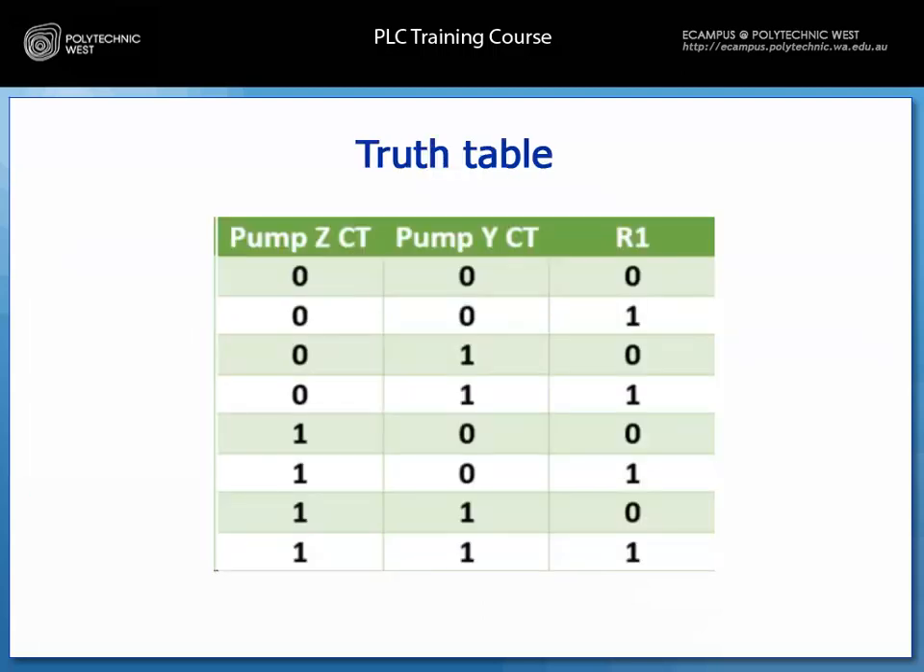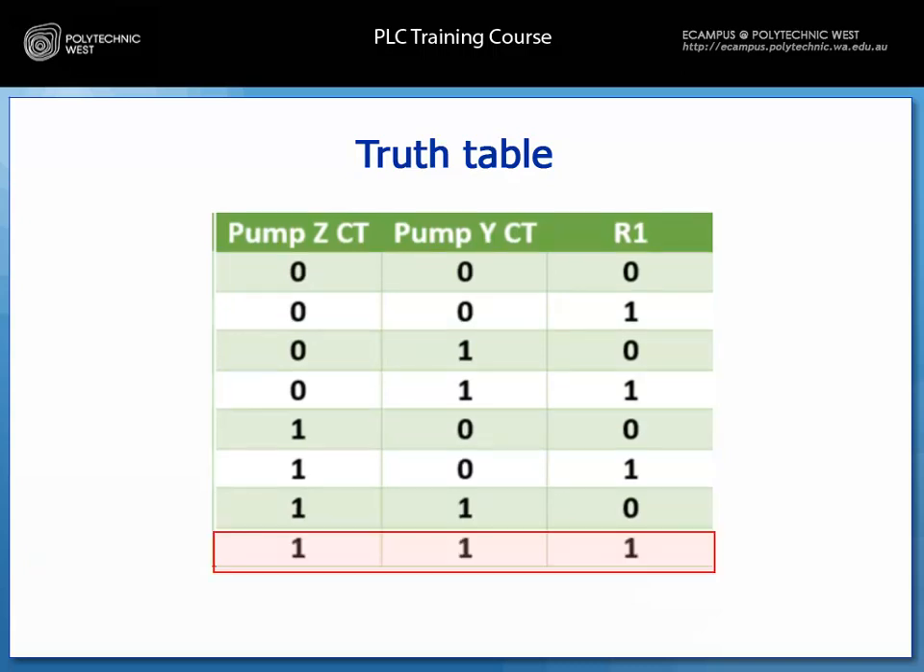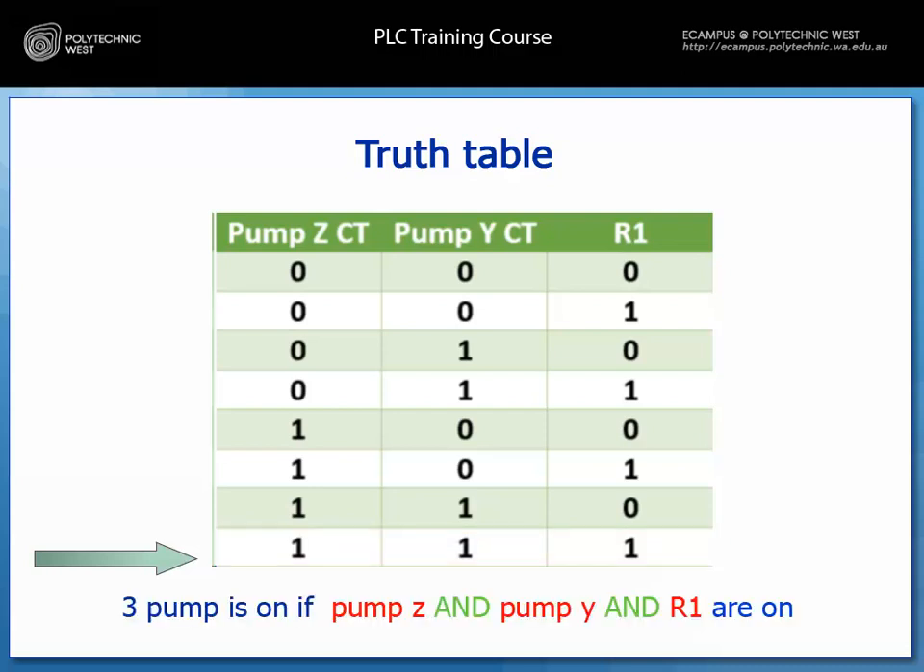We want an internal relay that indicates when all 3 pumps are running. Identify which lines of the truth table are true for all 3 pumps running. There is only one line that shows all pumps running, and this is the bottom line. So 3 pumps is on if pump Z is on and pump Y is on and R1 is on.